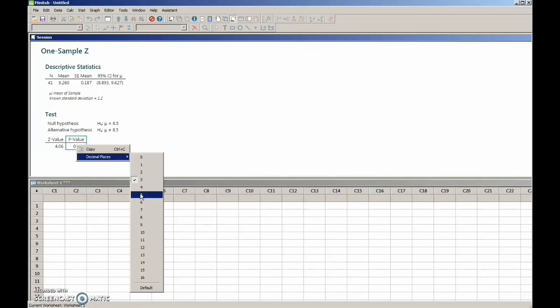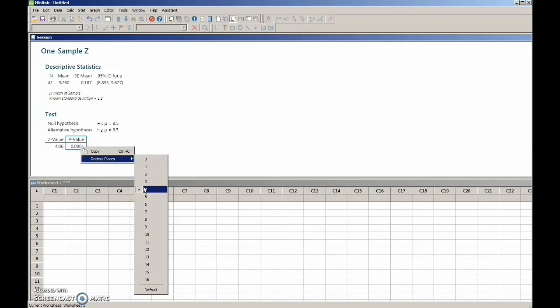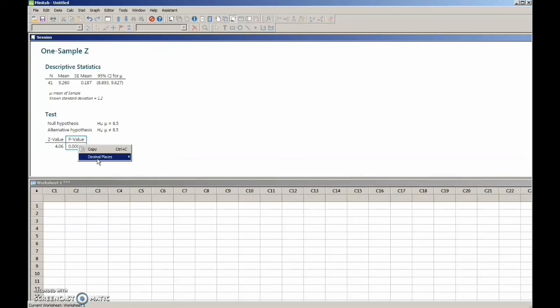Regardless if you round it to 4 or 5 decimal places, 0 is still less than 0.05. So the result of this test is to reject the null hypothesis, and therefore we can conclude that there is sufficient evidence at the 0.05 level of significance that the bones are not from species A.